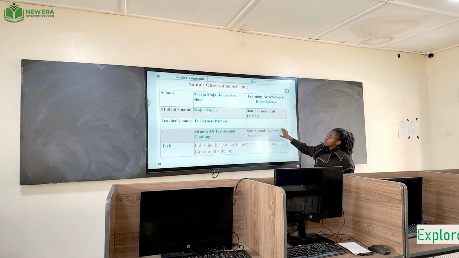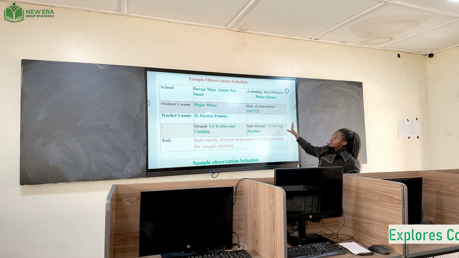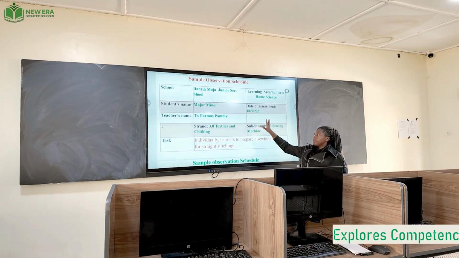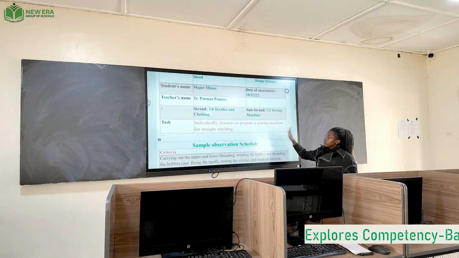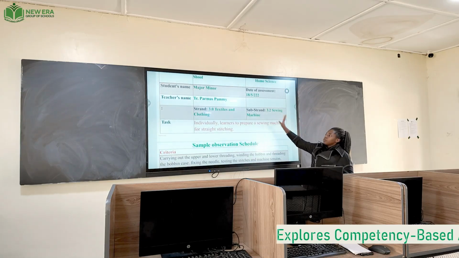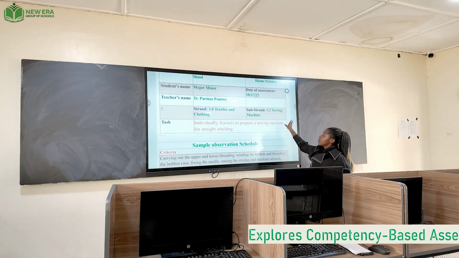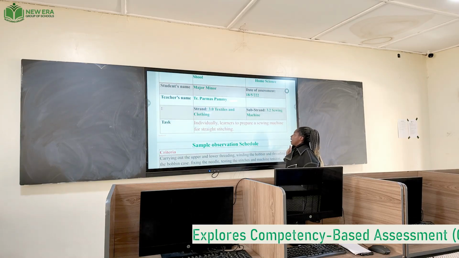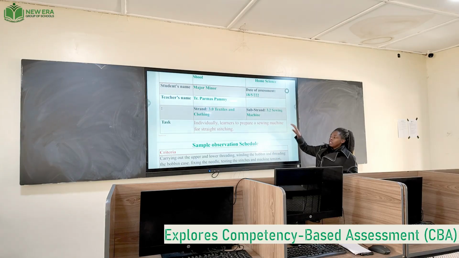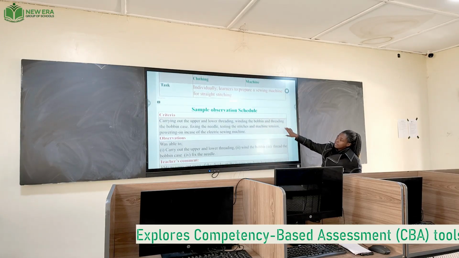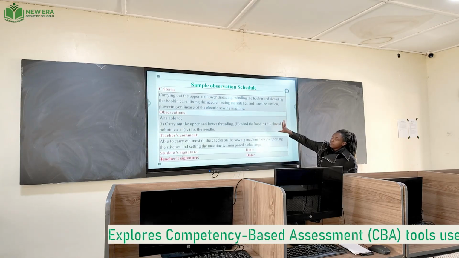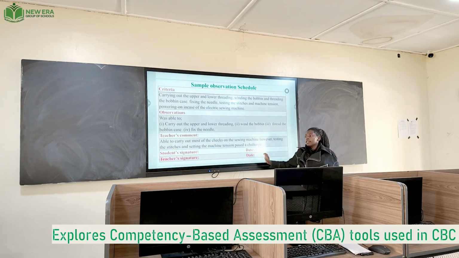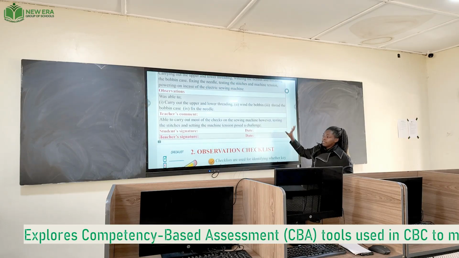Then we have this example of an observation schedule of Daraja Moja Junior Secondary School. The student is Major Minor. The area assessed was textiles and clothing, sewing machine. The task was that learners were to prepare a sewing machine for straight stitching. Then we have the observations and the teacher's comment, the student's signature, the teacher's signature, and the date.